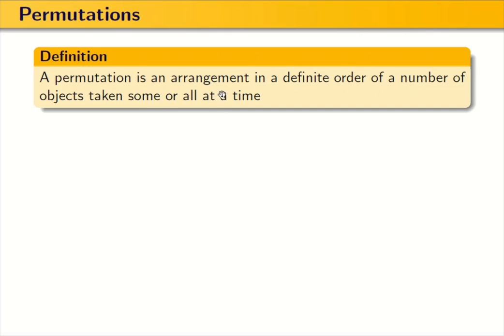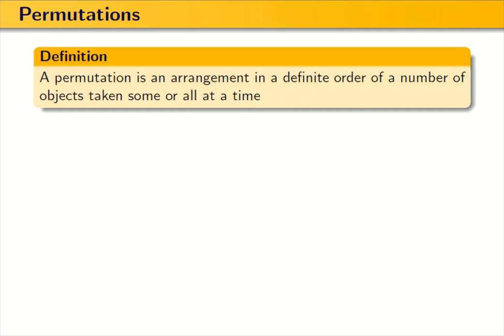A permutation is an arrangement in a definite order of a number of objects, taking some or all at a time. I'm taking this again. A permutation is an arrangement in a definite order. Look at this: a definite order of a number of objects, taking some or all at a time.